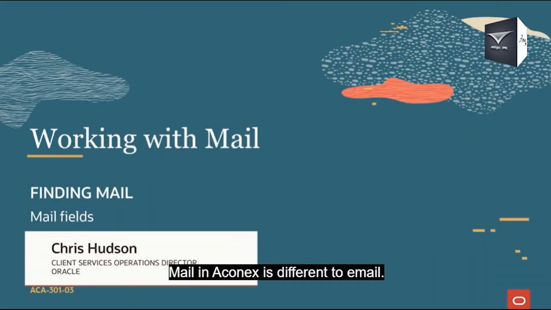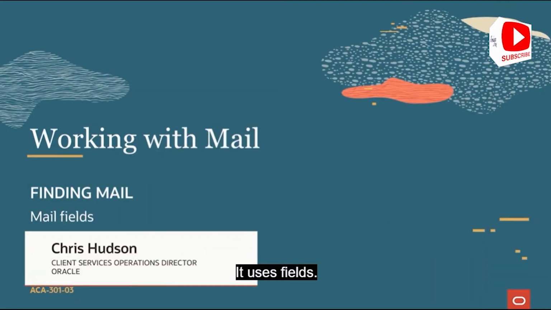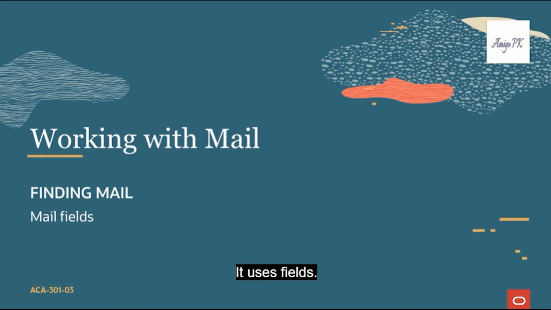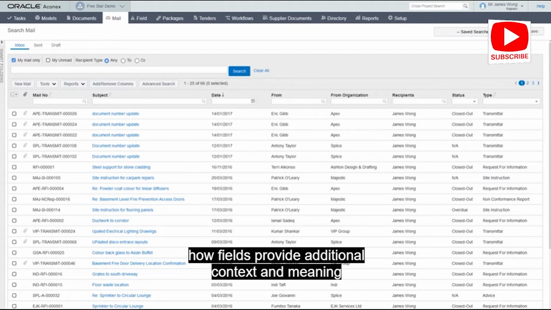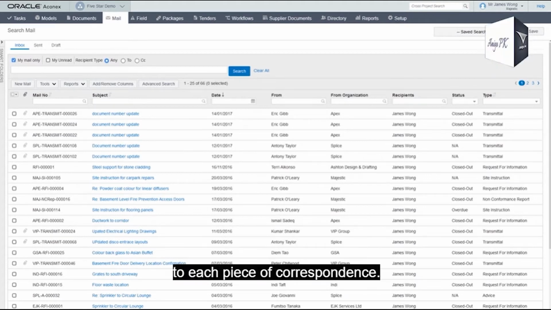Mail in Aconex is different to email. It uses fields. Let's open the mail register and show you how fields provide additional context and meaning to each piece of correspondence.